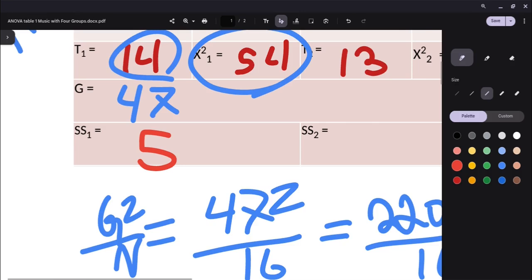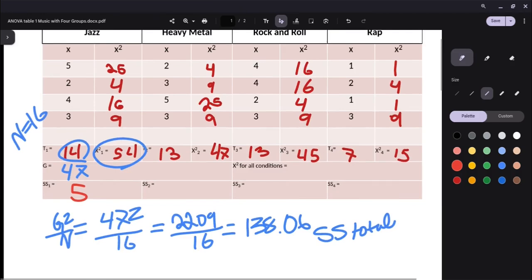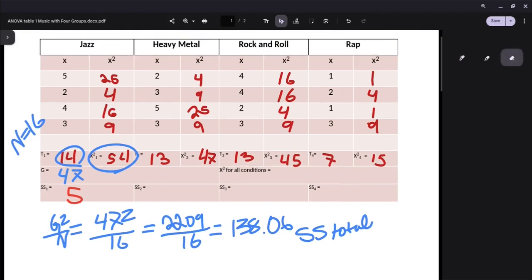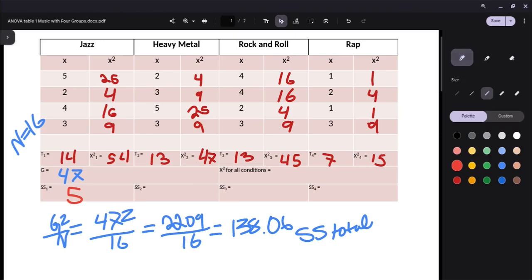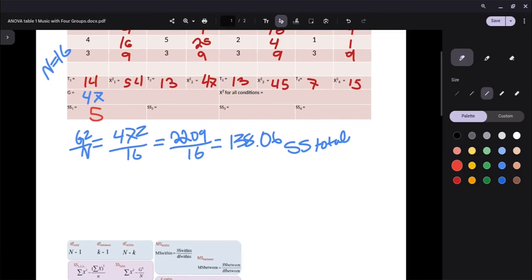Now we'll actually do our next grouping, which will be the rock and roll, our heavy metal, which will be the same process: the sum of the x squared minus our T2 squared over 4.